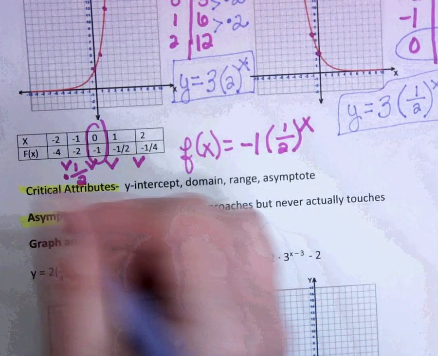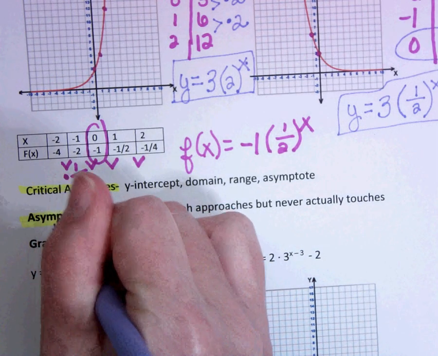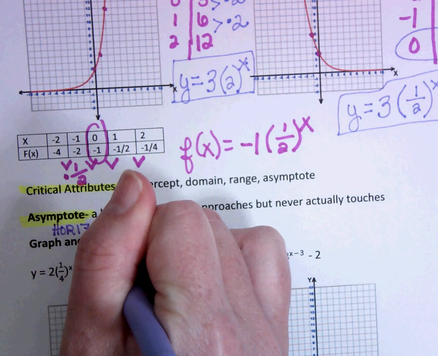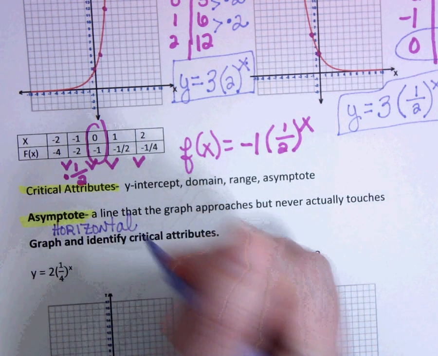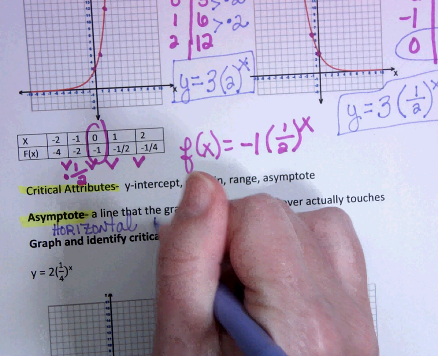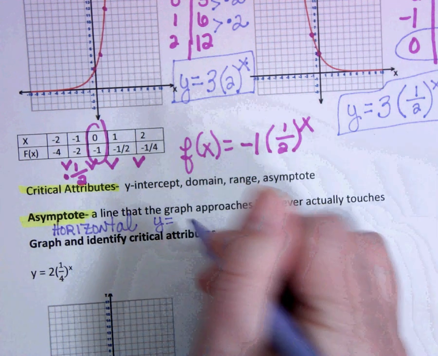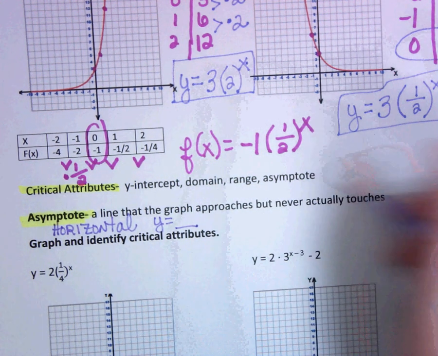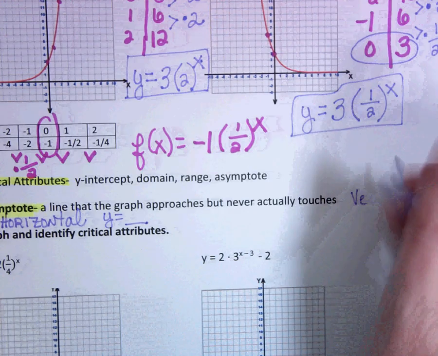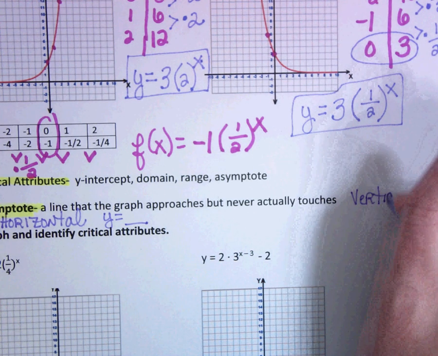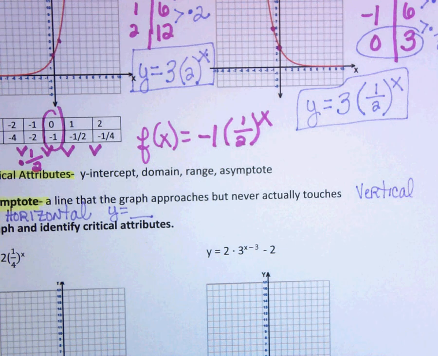We're mainly going to be dealing with horizontal asymptotes. So we know horizontal lines are y equals and then our number. But I do want you to know that there can be vertical asymptotes. You will learn those later on.